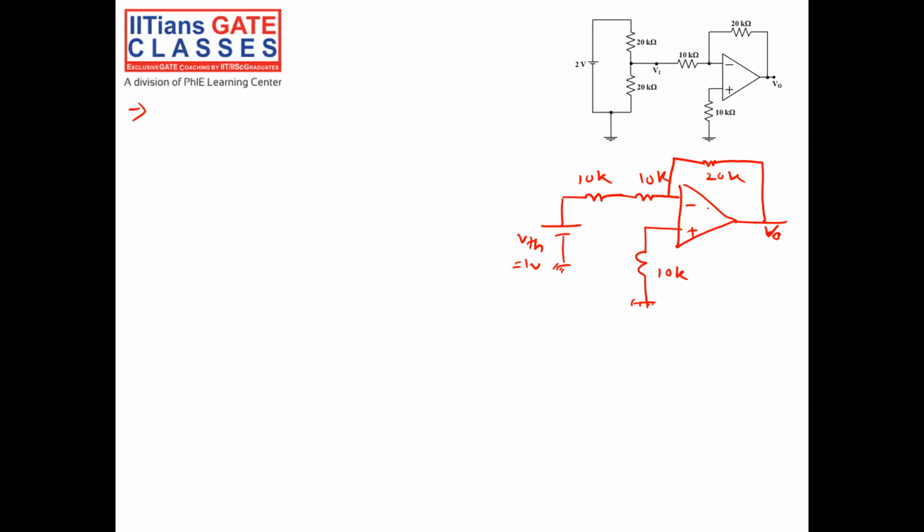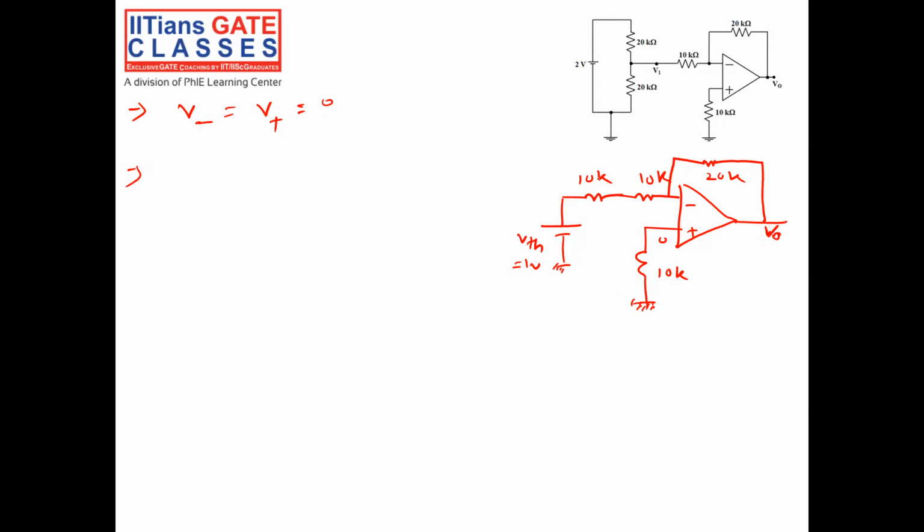Since some part of my output is getting fed back to the negative terminal, the op-amp is operating in negative feedback. Whenever the op-amp is operating in negative feedback, it obeys a principle called virtual ground, which means the voltage at the negative terminal is equal to the voltage at the positive terminal. In this case, since the voltage at the positive terminal is 0, as ground is connected here, it is equal to 0.